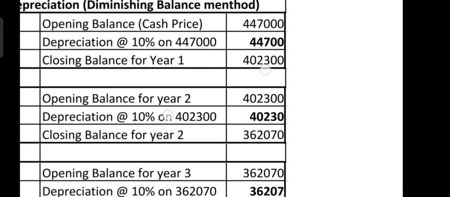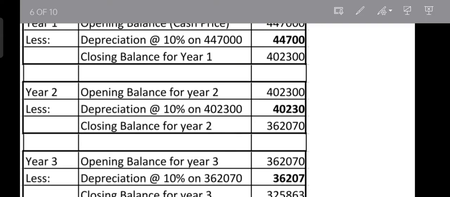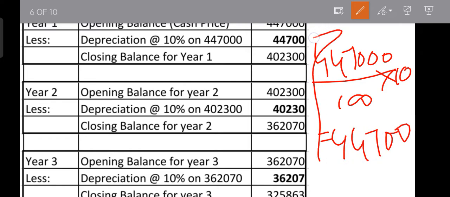So how to calculate that? If you don't know, you can see this. To calculate this, you take 4,47,000 divided by 100 into 10%. If you do this you will get 44,700. That is the depreciation we calculated here.